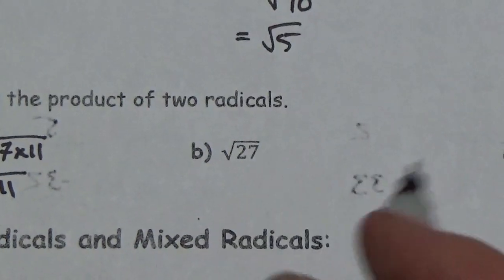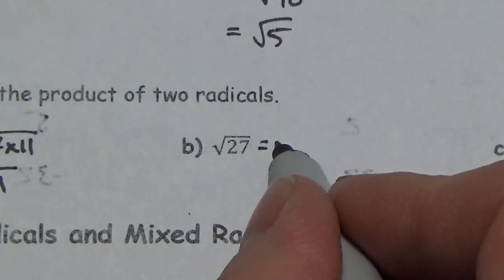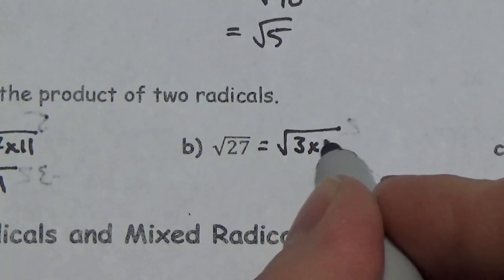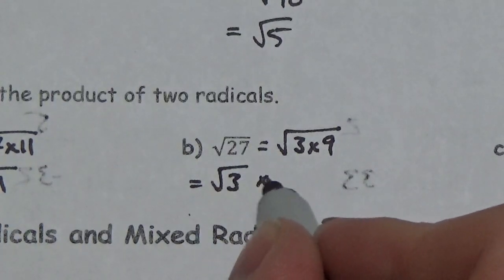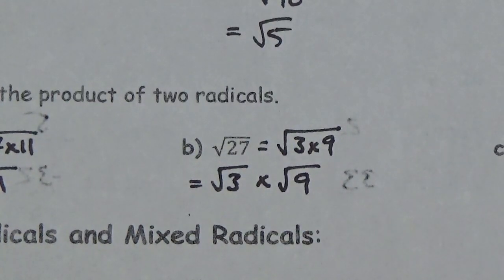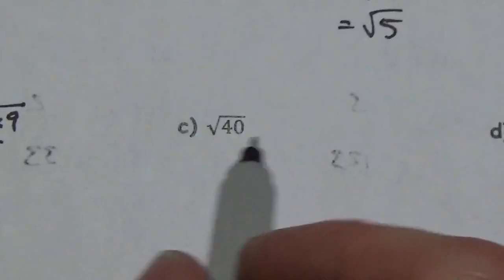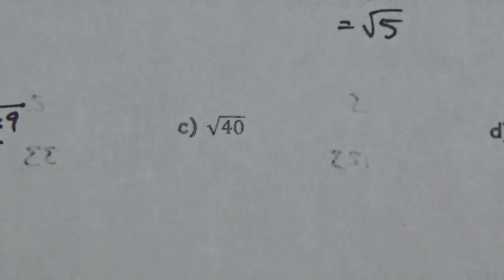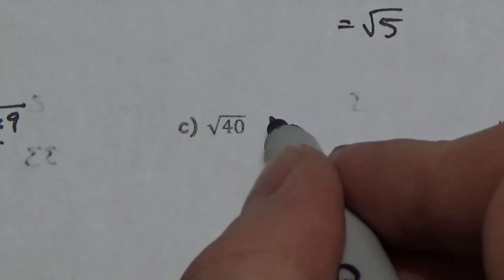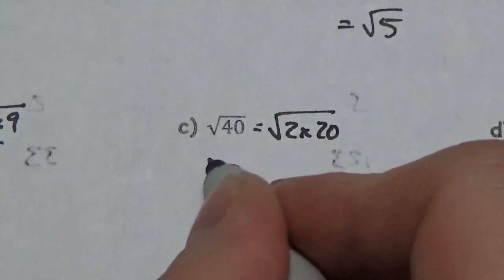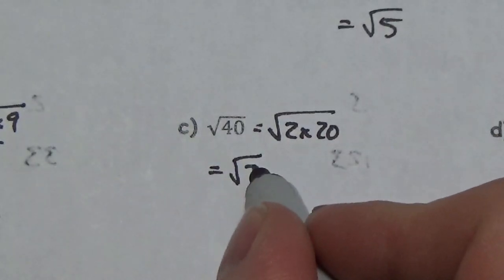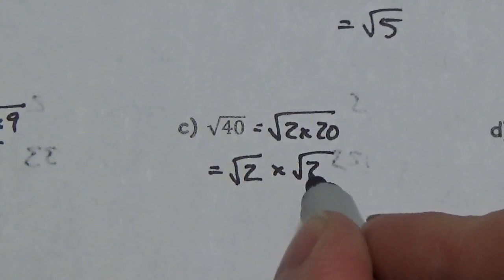27? Well, that one's a little bit more obvious. I know that 27 is going to be 3 times 9, and as a result, I can split that up into root 3 multiplied by root 9. 40. Well, 40 can be broken up a whole bunch of different ways. It could be 4 and 10, 8 and 5, 20 and 2. It doesn't really matter. We just want to pick one of those. Let's do 20 and 2. So 40 will be 2 times 20, and then I can split that up into two radicals as root 2 times root 20.